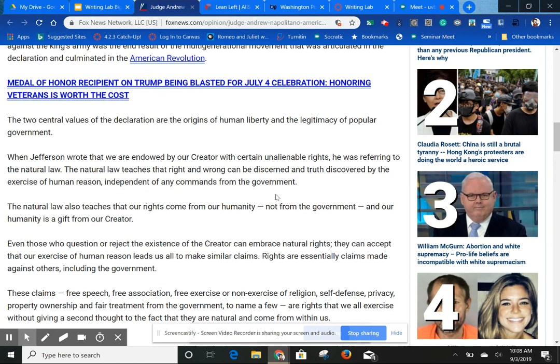The DOI, therefore, for the right-leaners, states that, what is the role of government? Oh, so they're not supporting the DOI, basically. The DOI does not support the government, is what the right is saying. There's a sentence down below that says, the natural law also teaches that our rights come from our humanity, not from the government, and our humanity is a gift from our Creator.